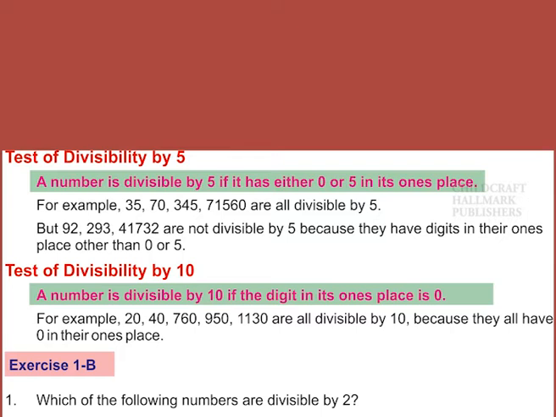Test of divisibility by 10. A number is divisible by 10 if the digit in its ones place is 0. For example, 20, 40, 760, 950, 1130 are all divisible by 10 because they all have 0 in their ones place.